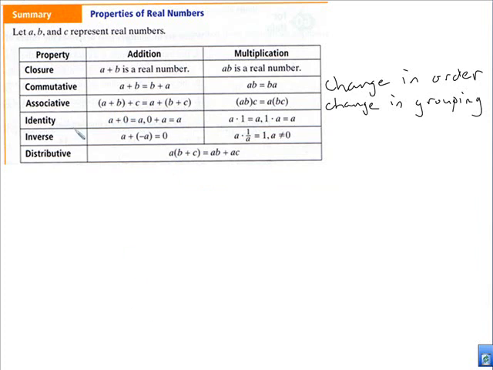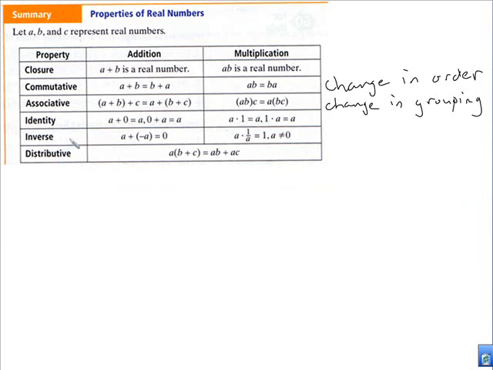The identity property for addition and multiplication. A plus what is going to give you A? Well, 0. 0 plus A gives you A. A times 1 gives you A. 1 times A gives you A. So think of identity as yourself. You get the same thing. A plus 0 gives you the same thing. You're getting the same result again.